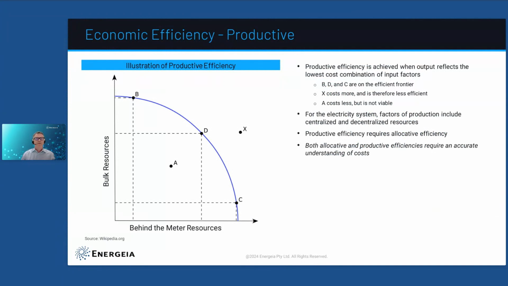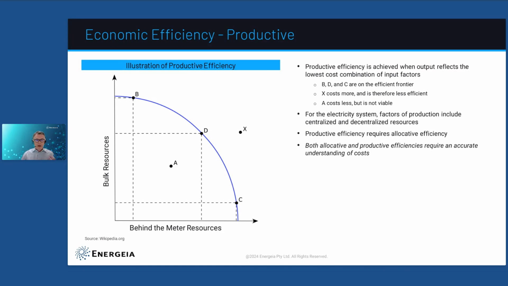In the case of productive efficiency, this is really about trying to find the lowest input factors to achieve a certain outcome. In this case, we're putting in the mix of bulk resources and behind the meter resources. And depending on what the mix, each of those factors costs, you can get a different cost point. And productive efficiency is achieved when you have found through the economy a least cost way of delivering the service.